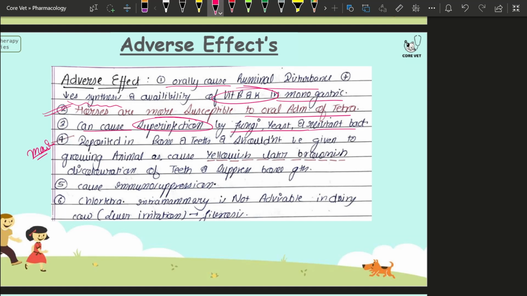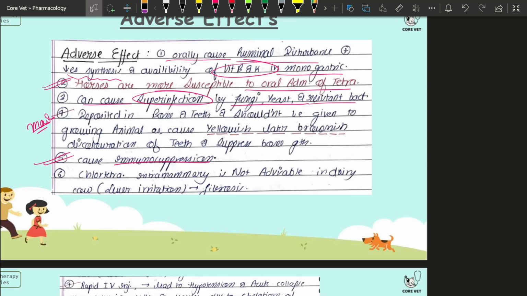So whenever we give tetracycline, it may get deposited in the teeth and bones of the growing young ones. So it may lead to the deposition of tetracycline in the bones and teeth. Initially, what color will the teeth appear? It will appear yellowish, and later on the teeth will become brownish in appearance, right? And tetracycline also leads to immunosuppression. And chlortetracycline intramammary is not advisable in the dairy cow, as it leads to severe irritation, which I had told you in the pharmacokinetics too, and may lead to fibrosis of the teats and the udder, right?